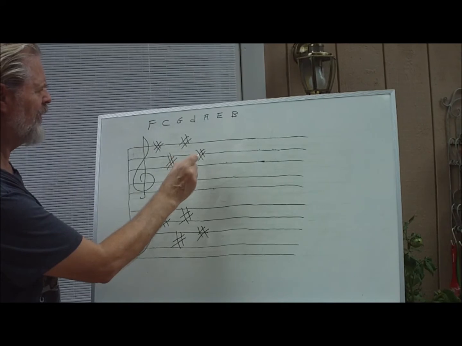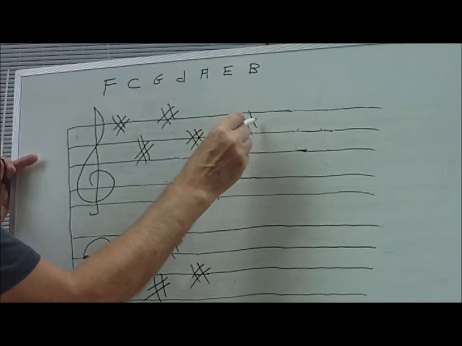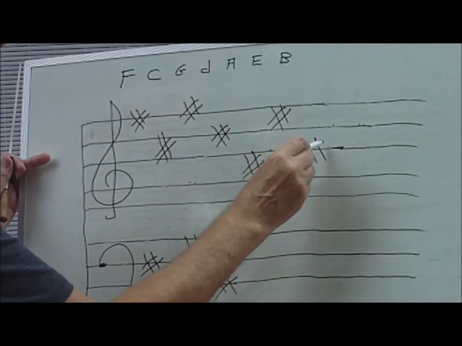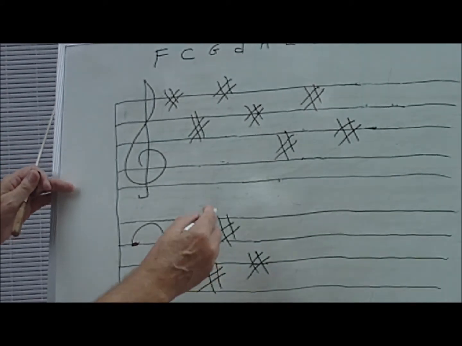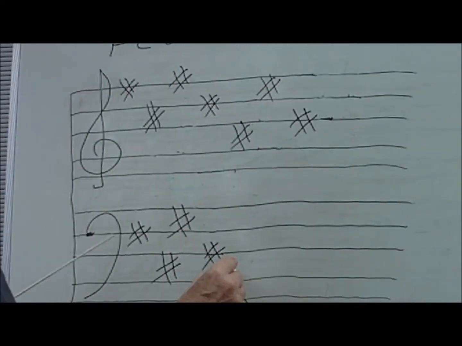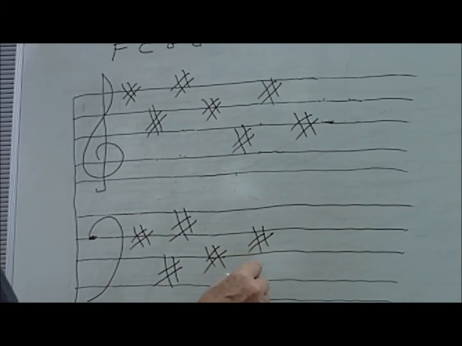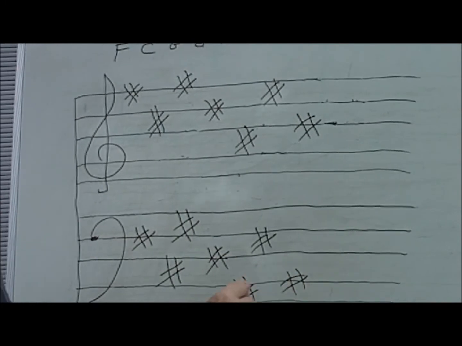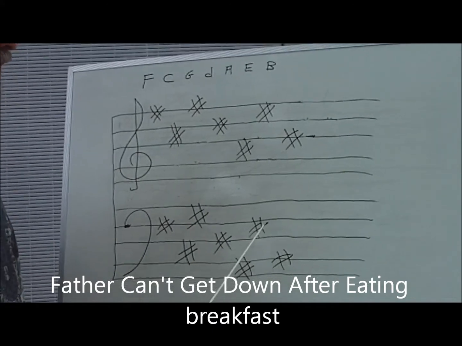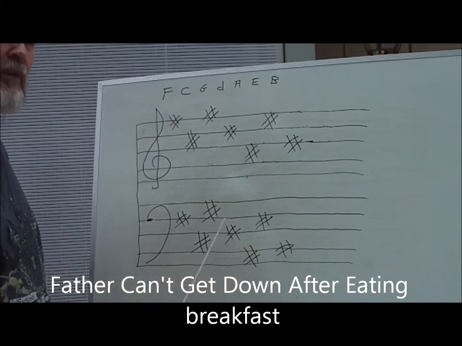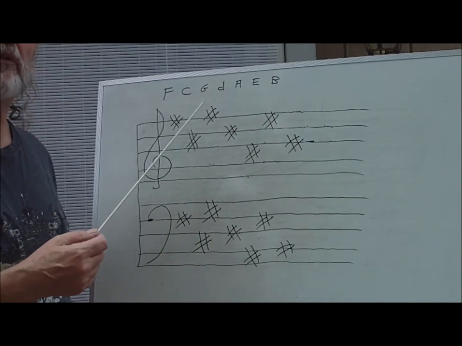Father can't get down after eating breakfast, and whichever is your last sharp, you go up one note. Father can't get down, A, E, and B. This is the order of the sharps. Remember, to know whatever key you're in from the sharps, take the last sharp, go up one note, and it will tell you the key that you were in.